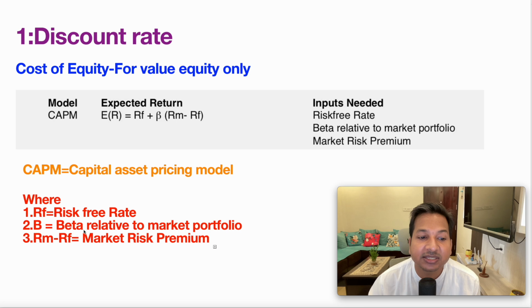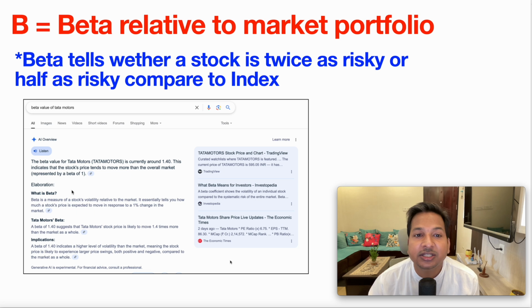Now the second number is beta relative to the market portfolio. What is beta? Beta tells you whether a stock is twice as risky or half as risky compared to the index. Think about it: when Nifty goes up 10%, some stocks go up 20%. But when Nifty falls 10%, the same stocks also fall 20%. But there are some stocks like ITC which move less than Nifty. Like if Nifty moves 10%, they will move only 7%. So their beta is 0.7. But a stock which moves twice as much as the index has a beta of 2.